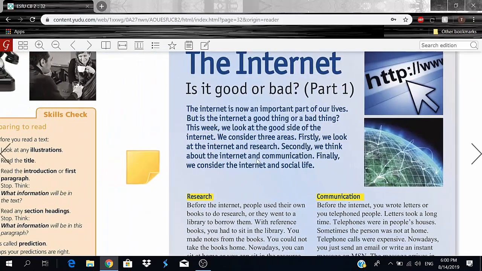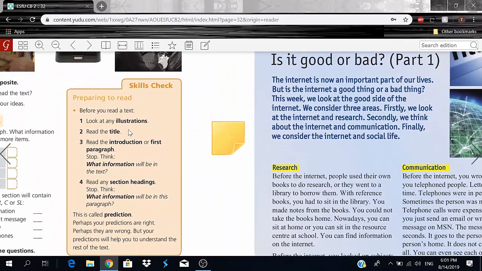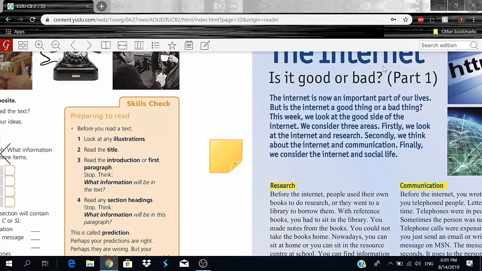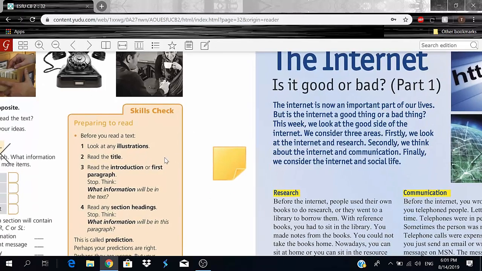So actually, if we go right here, we see 2 illustrations, but they don't mean much here. So depending on what you're reading, an illustration could have either significant importance or really not that important at all. So in this case, I can kind of understand that it talks about the internet, but that's about it, nothing else. Okay? So look at any illustrations, read the title. Okay, so this is the title right here. Read the title, and obviously, most of the time the title is going to be something catchy to grab the reader's attention. Okay? And after that, read the introduction or first paragraph.